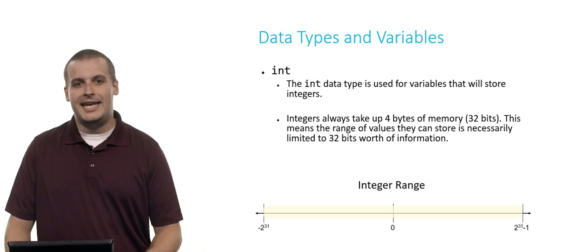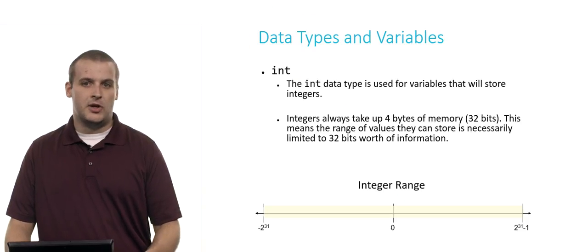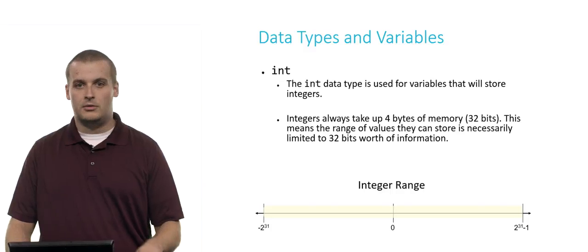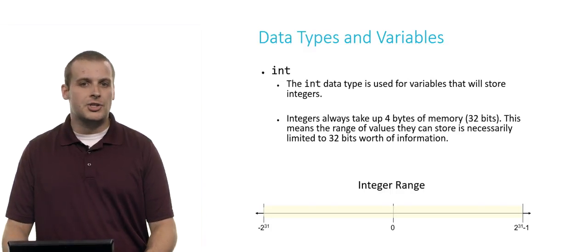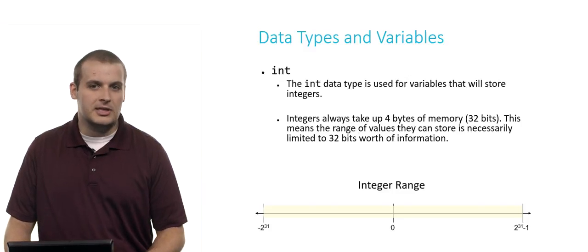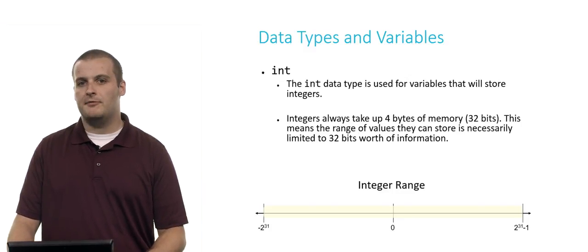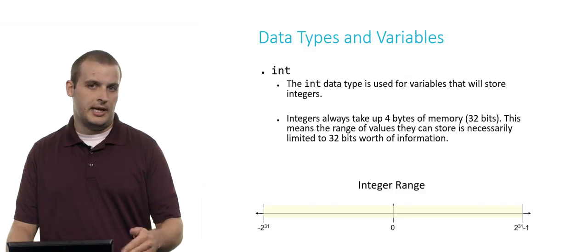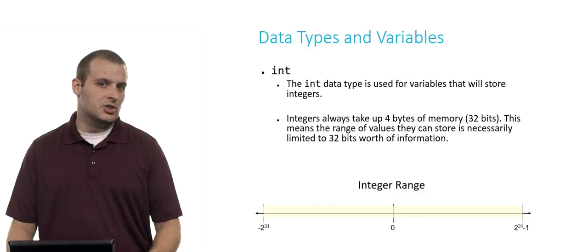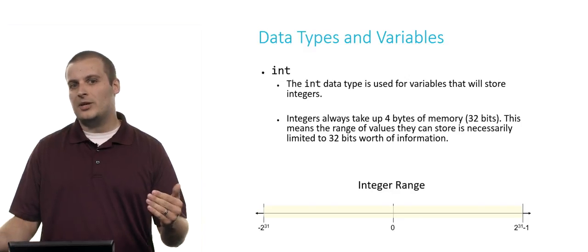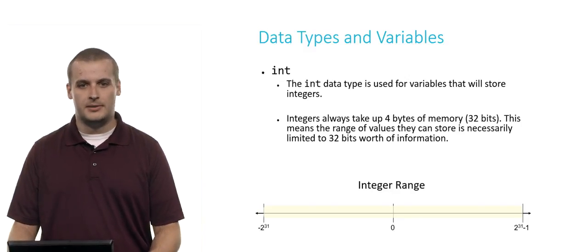The first is int. The int data type is used for variables that will store integer values, so 1, 2, 3, negative 1, 2, 3, and so on. Integers, which is something you should keep in mind for the quiz, always take up 4 bytes of memory, which is 32 bits. There are 8 bits in a byte. So this means that the range of values that an integer can store is limited by what can fit within 32 bits worth of information.